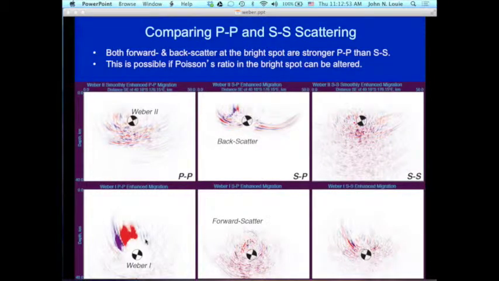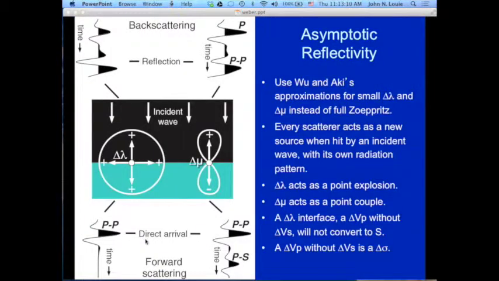Let's see. Both forward and backscatter at the bright spot are stronger in P2P than in S2S. And this is possible if the Poisson's ratio in the bright spot is different from outside the bright spot. Okay, so we get back to the Wu and Aki diagram. At 20 kilometers depth in the slab interface, I really have to ignore delta rho. It's an extremely small factor. So the big factors here are delta lambda and delta mu.